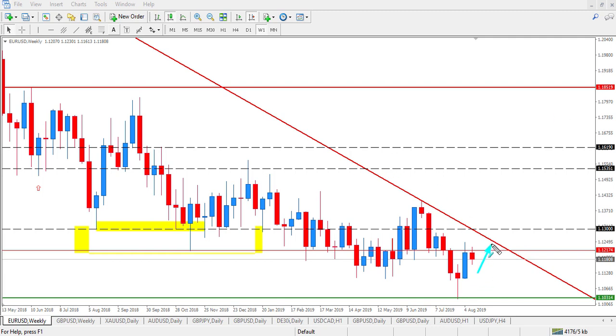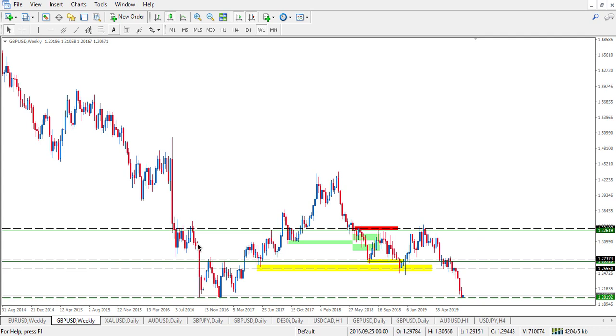So this is where we can wait for the pair to go short. As a matter of fact, in case it shows some bearish evidence, then we can go short, targeting the level of 1.1030. This is conditioned by the continuation of trading below this resistance level or the downtrend line.